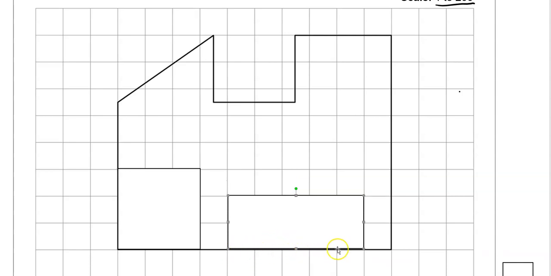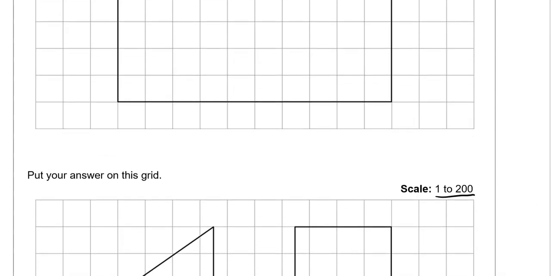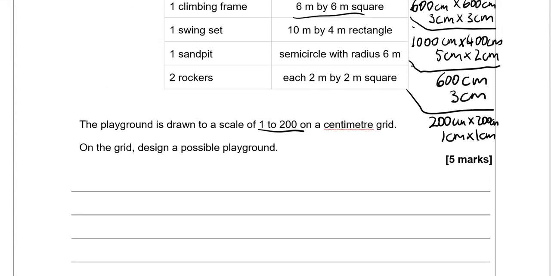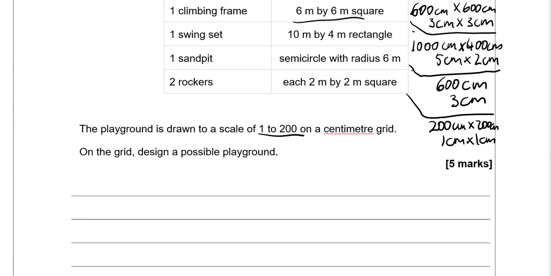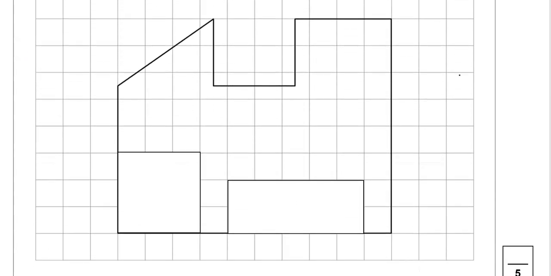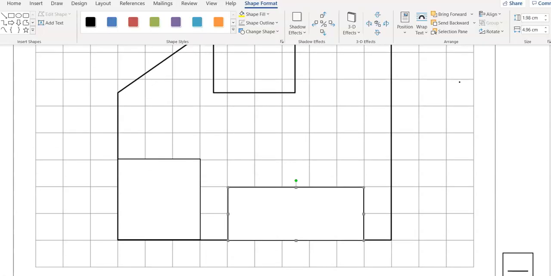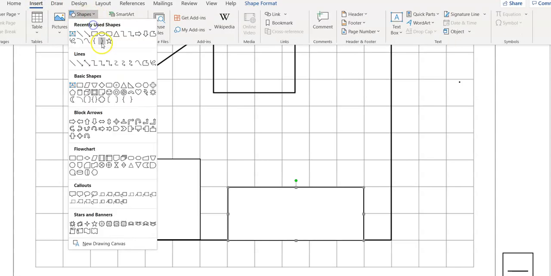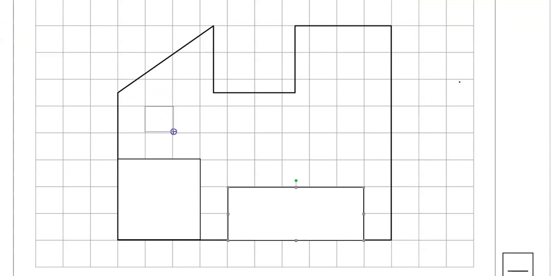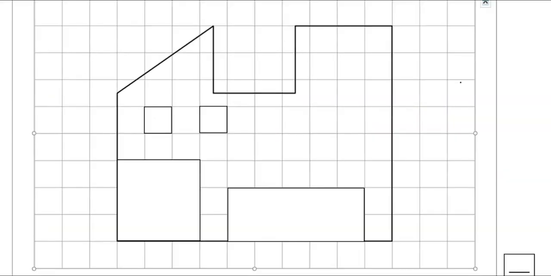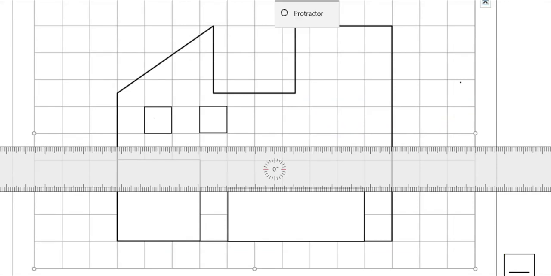So there's 1, 2, 3, 4, 5 by 1, 2. Now we'll do the 2 rockers 1 by 1, and finally the sandpit with a radius of 3 centimeters, a semicircle. Now we'll do the semicircle with a radius of 3 centimeters.